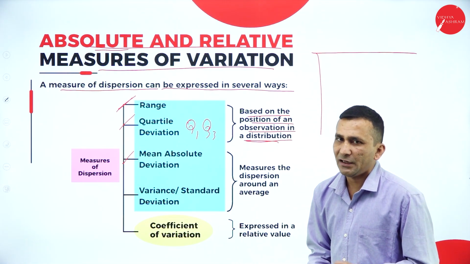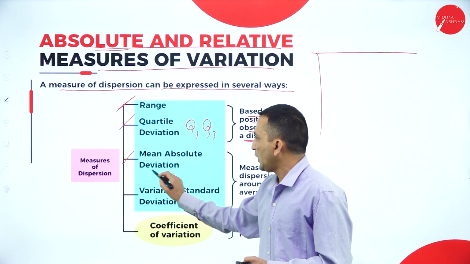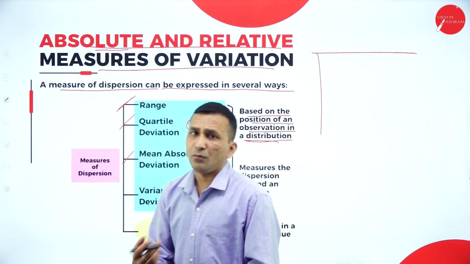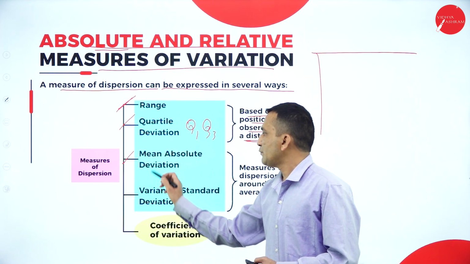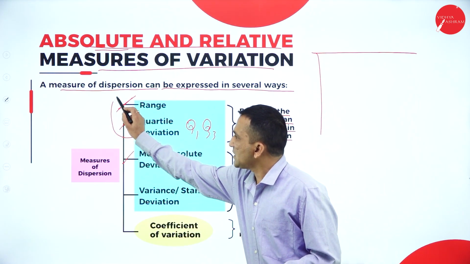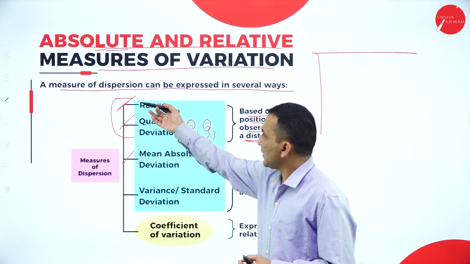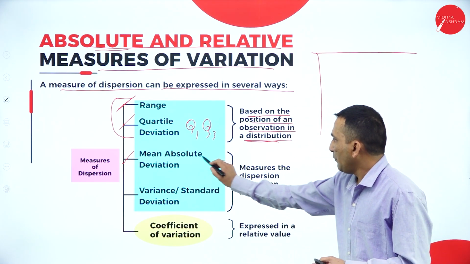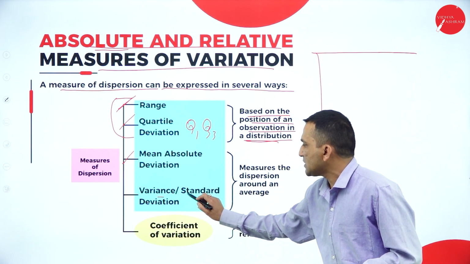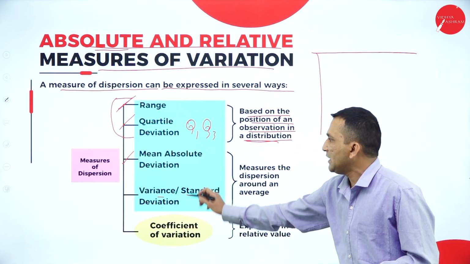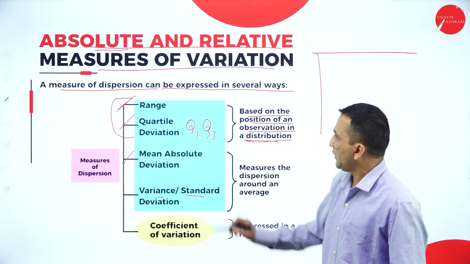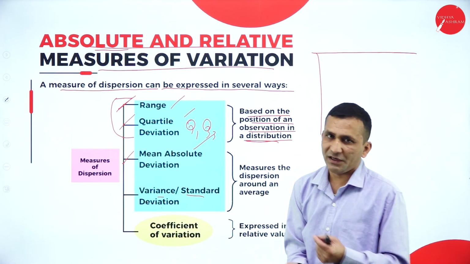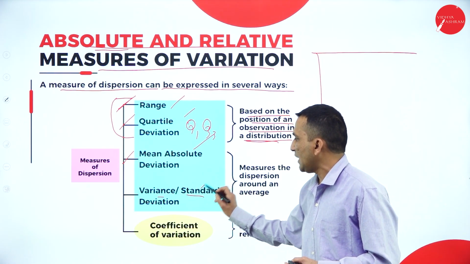The formula I will explain in the next slide. And the mean absolute deviation, using the arithmetic mean or x bar, or median or mode, we calculate the mean absolute deviation. Of course, there are limited drawbacks, so for that reason we go for the mean absolute deviation here, and variance or standard deviation. There are four types we are able to identify: one is range, quartile deviation, mean absolute deviation or mean deviation you can say, and variance or standard deviation.